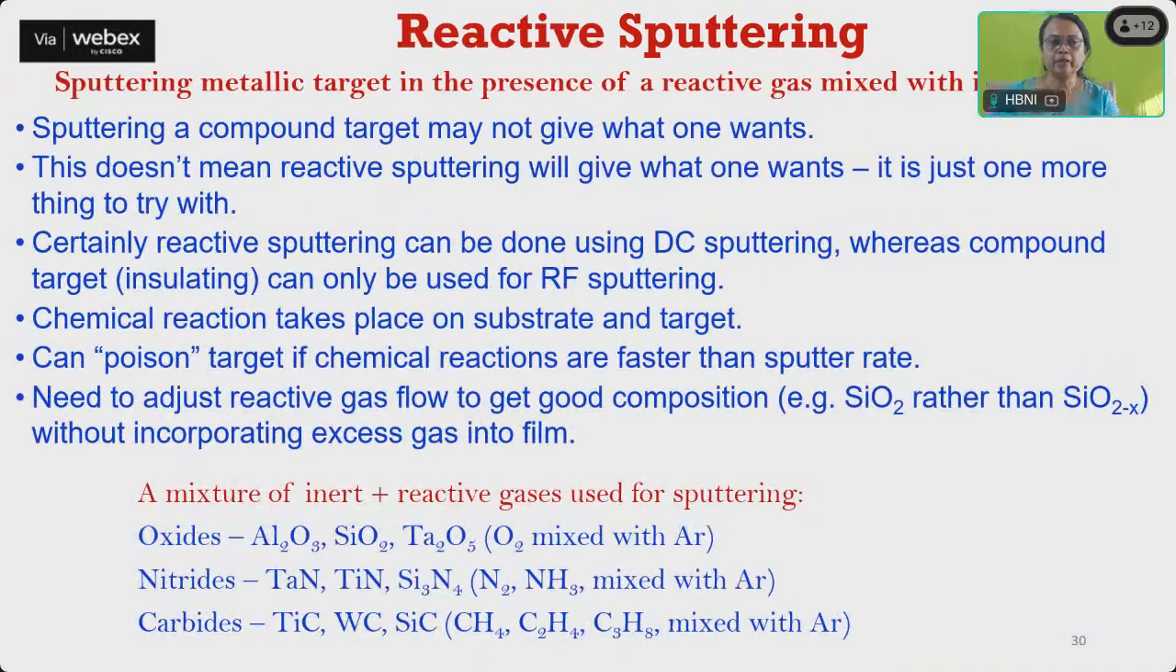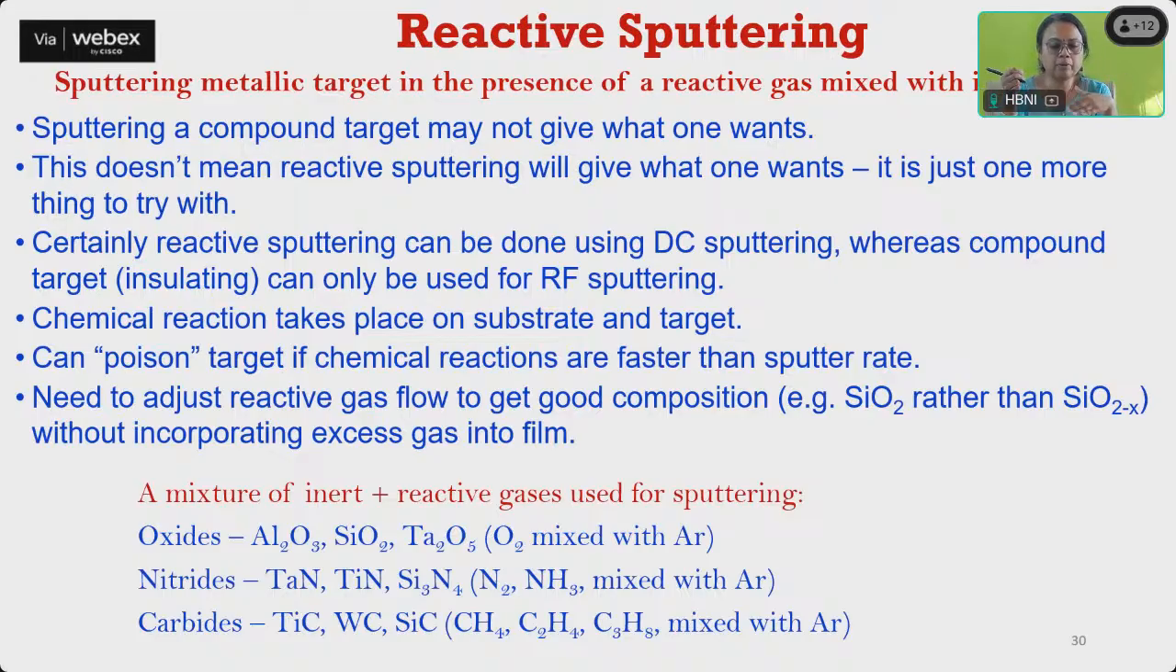Now we can have reactive sputtering also. What do we mean by reactive sputtering? We are sputtering in the presence of a reactive gas mixed with argon. If we want to deposit an oxide film, we can use oxygen with argon. If you want to deposit a nitride film, we can put some nitrogen gas. So there can be some reaction.